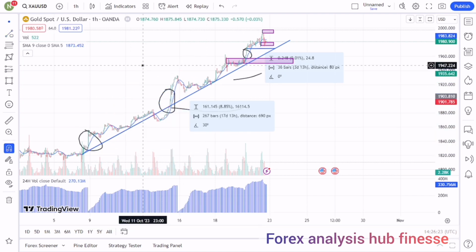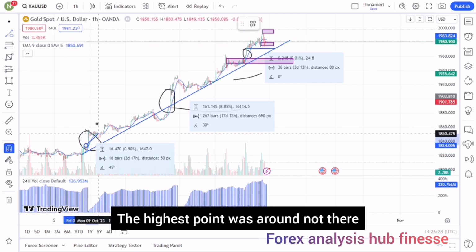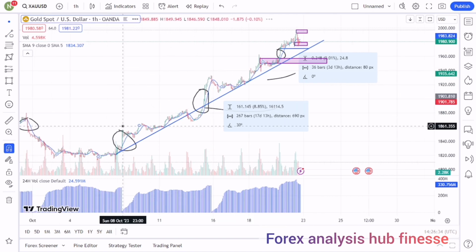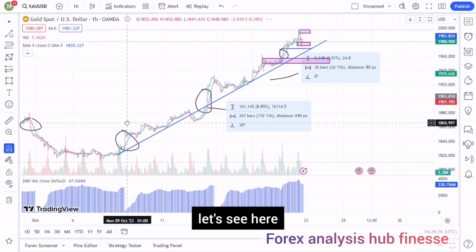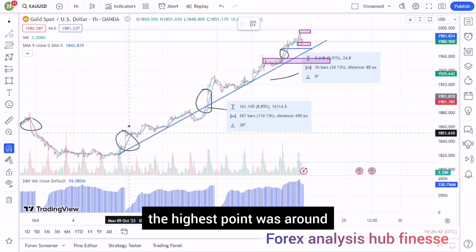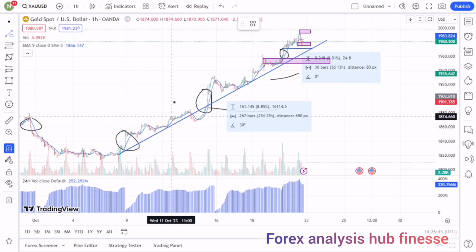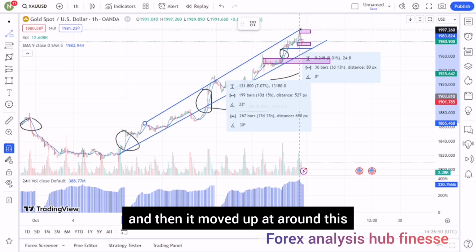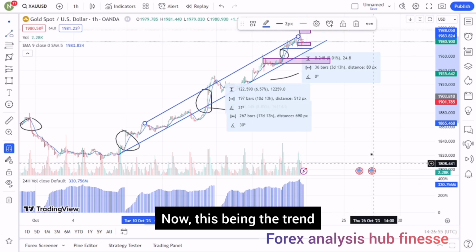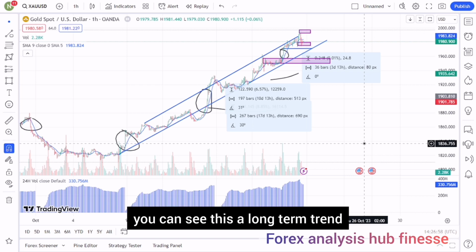No, sorry, not there. Let me put it again. The highest point was around, yeah, let's say here. The trend line, the highest point was around, let me say here, and then it moved up at around this point. Now, this being the trend, you can see this is a long-term trend. The people are buying and buying and buying and buying.